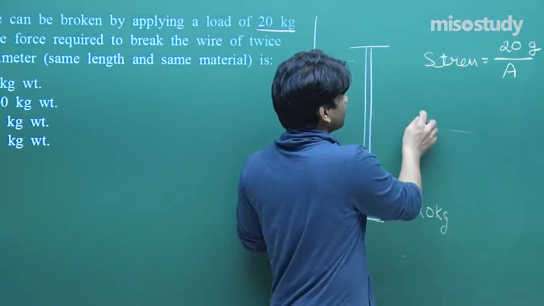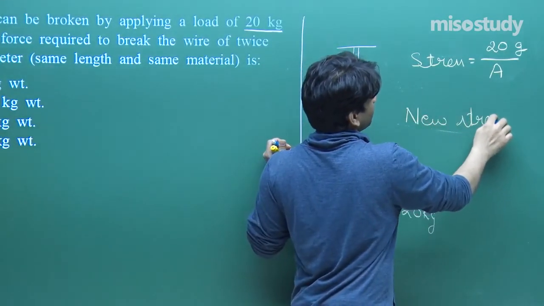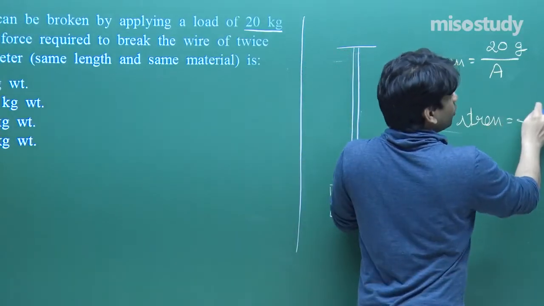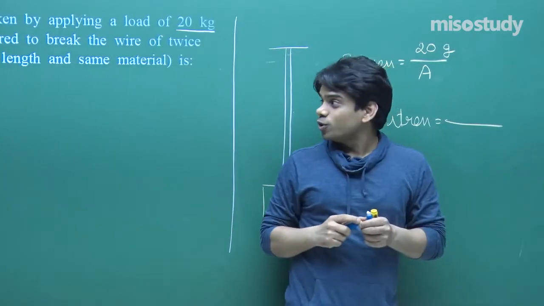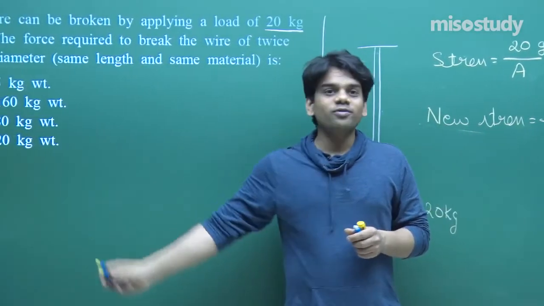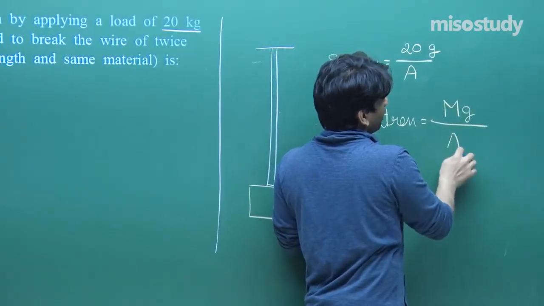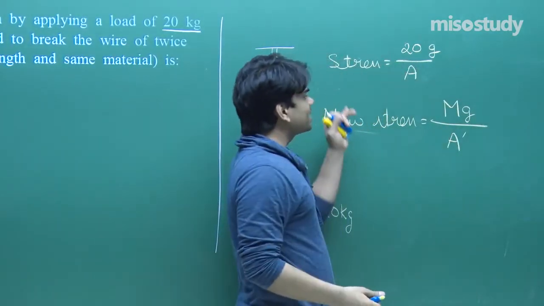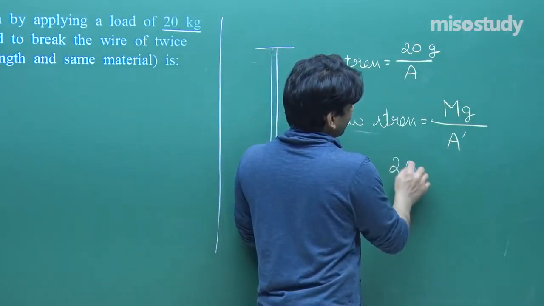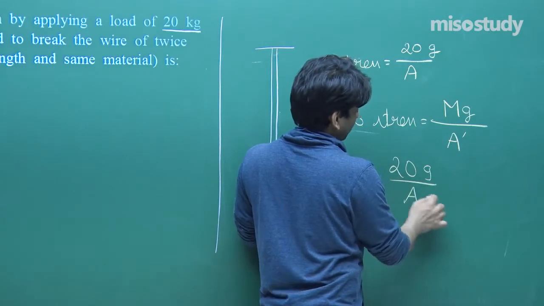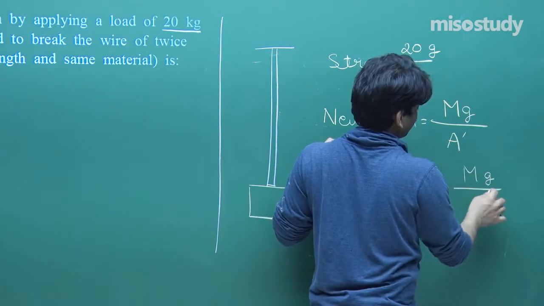So the new stress will be the new mass that you have to actually take here, and its required force. So with kg weight we need to find out. Let's say the mass hanging is m, so mg divided by the new area A dash. Breaking stress has to be equal, so both have to be equal. So can we write this as 20 g by A is equal to mg by A dash.